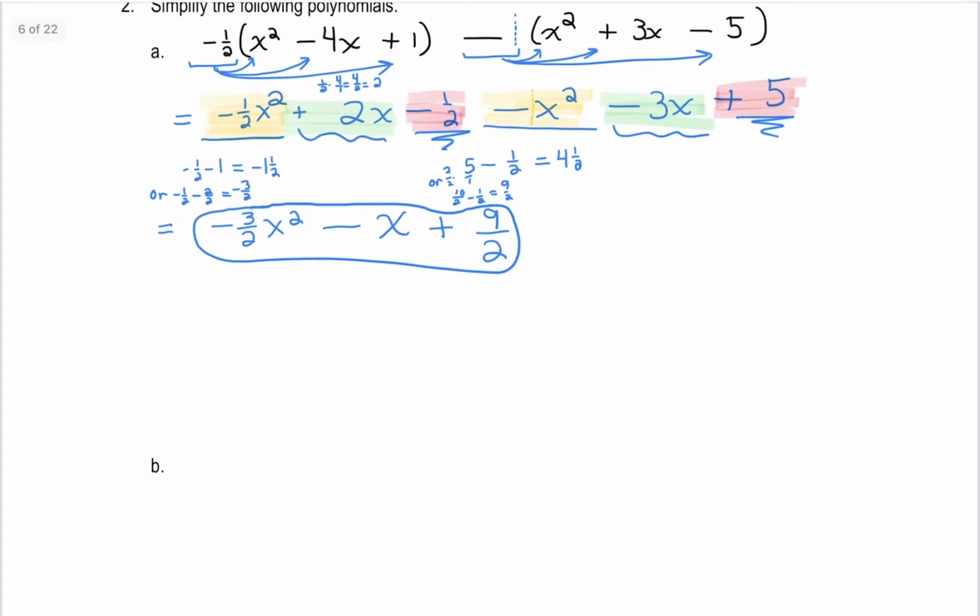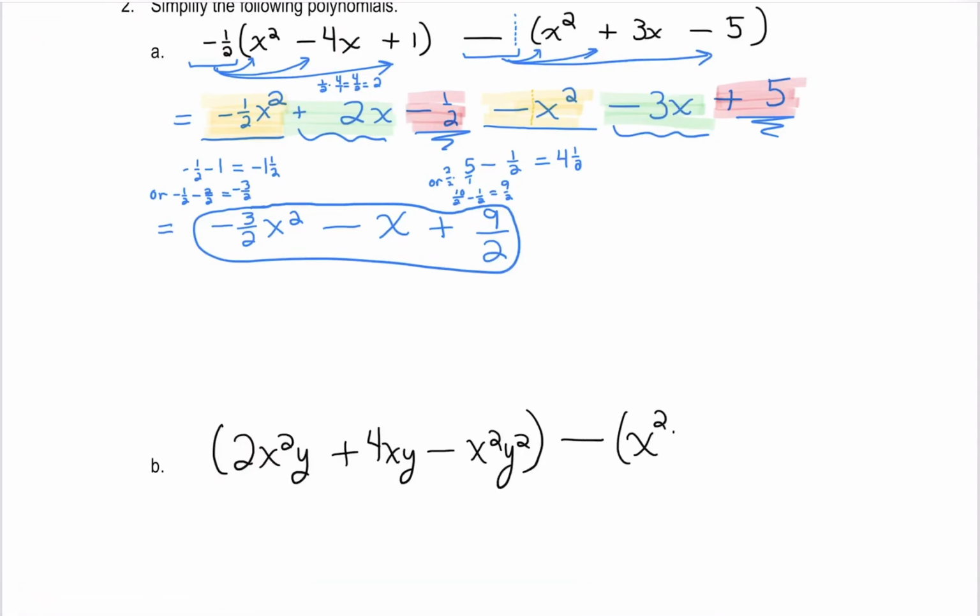Hey, let's look at just one more here. So suppose I have 2x squared y plus 4xy minus x squared y squared. So polynomials, many terms here being added or subtracted where the powers on the variables are just nice whole numbers here. Positive whole, well, whole numbers are positive. So minus the quantity of x squared y minus 7x squared y squared.